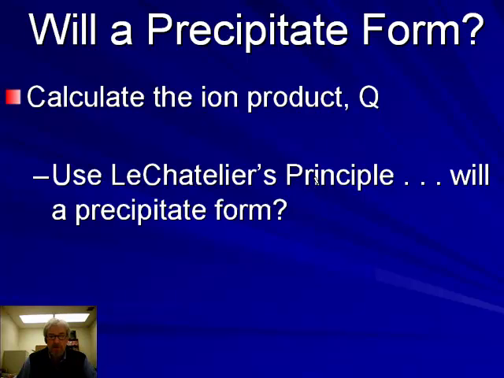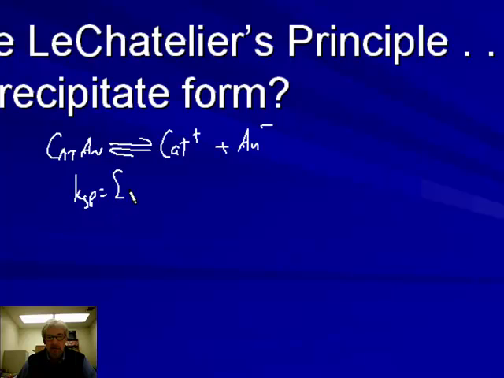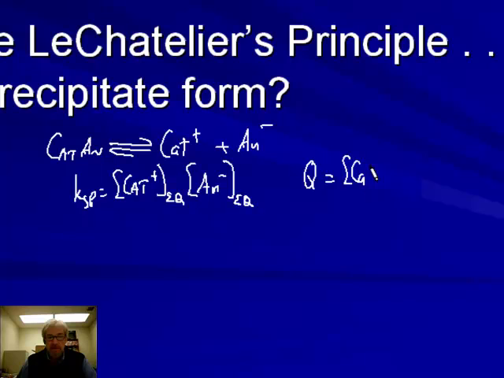So here's the thinking. Imagine that you have your generic cation salt, and it dissociates and it gives you aqueous cations and aqueous anions. KSP here is equal to the concentration of the cation at equilibrium times the concentration of the anion at equilibrium. Q is equal to the concentration of the cation actually times the concentration of the anion actually.